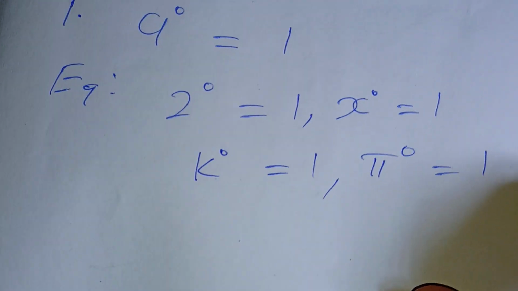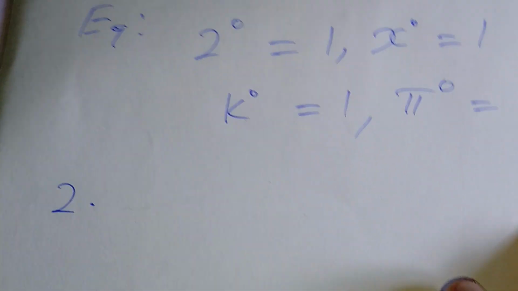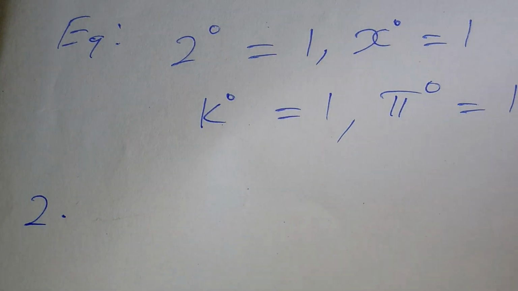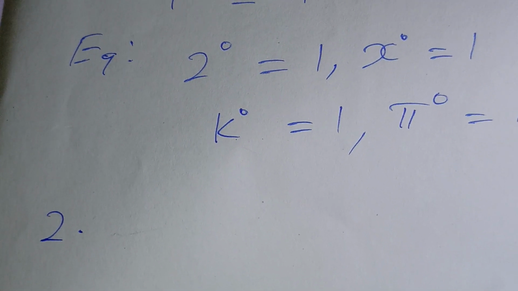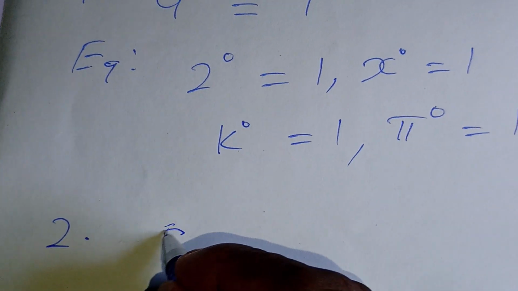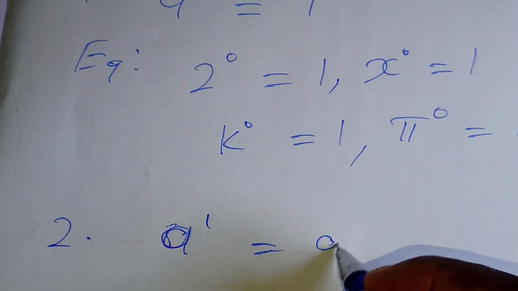Now let's look at the second law of indices. Law number 2, the second law of indices. And that law states that a raised to power 1 equals a.